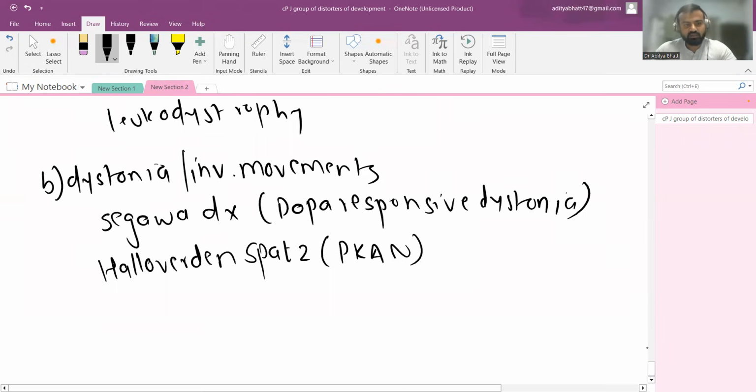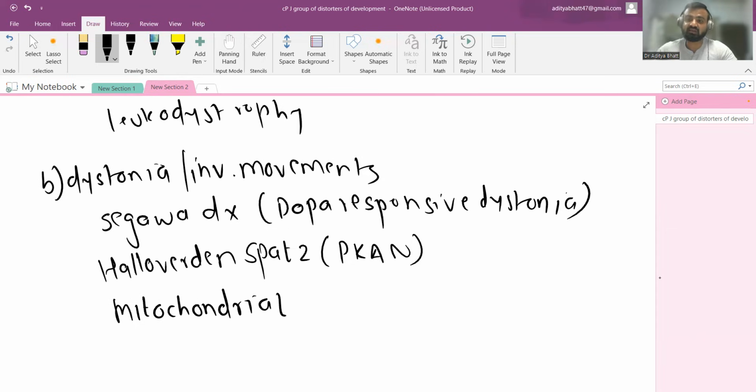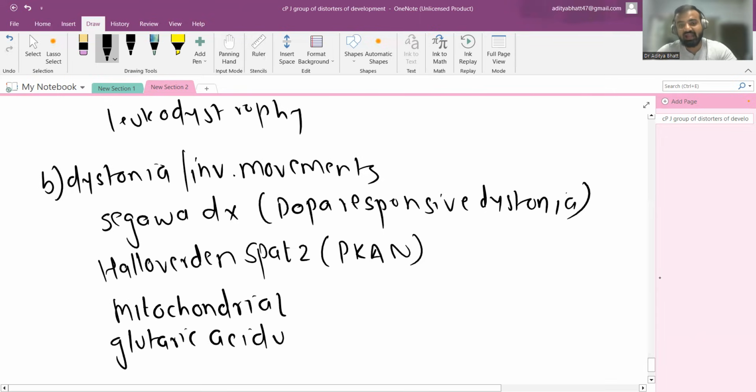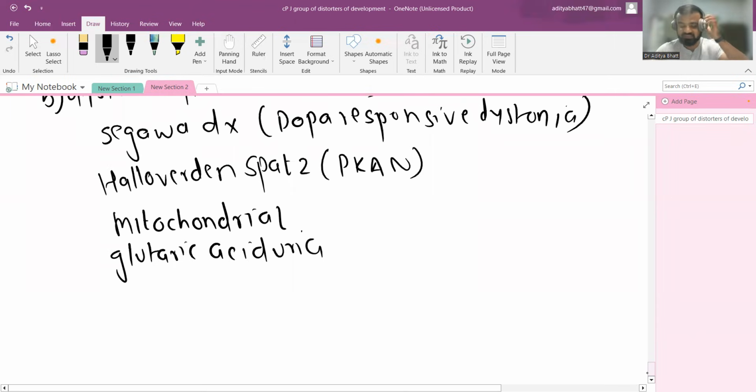Then there might be mitochondrial abnormality like Leigh syndrome. And in MELAS, there are recurrent brain strokes. That is why stroke-like episodes will lead to neuro abnormalities. Then glutaric aciduria. Glutaric aciduria has a bat wing appearance of the brain, and it also has a history of neuroregression in a patient. So glutaric aciduria type 1 is the most common and most severe.